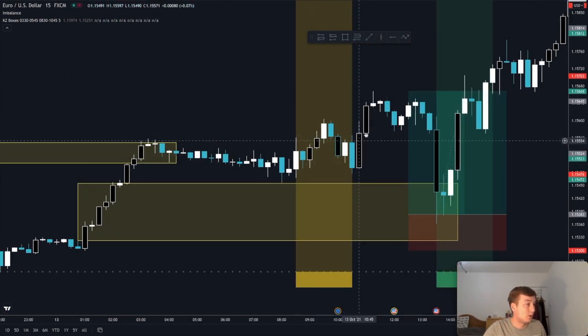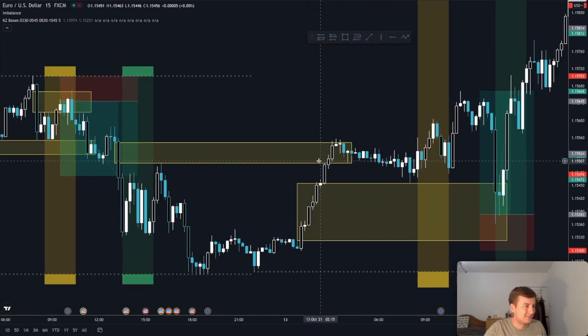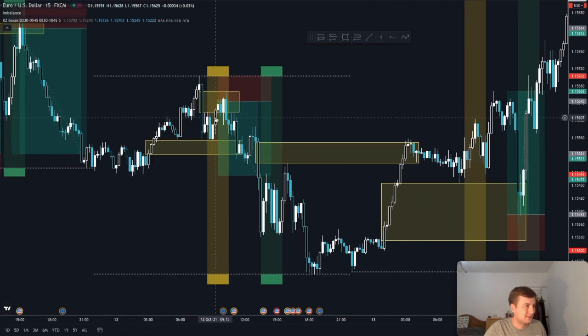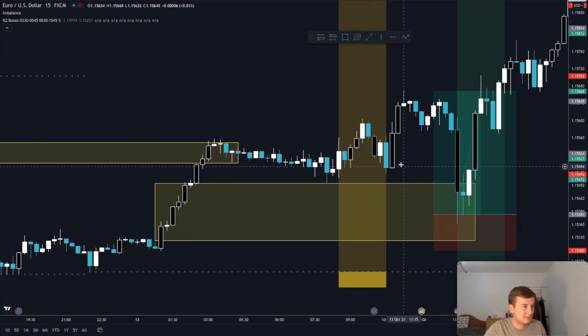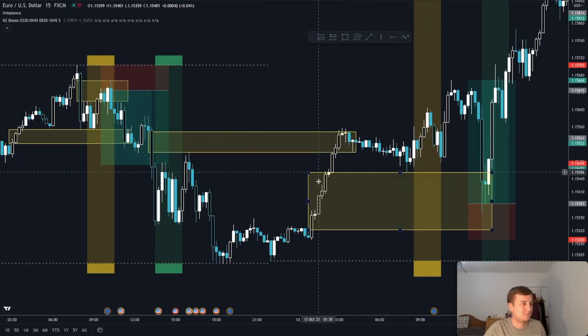As you can see, there were no opportunities here. There's a tiny amount of imbalance, and the price came straight back from it, but that's too small. You see, these small imbalances, they don't work. You have to have a significant break of structure. This is kind of messing around.